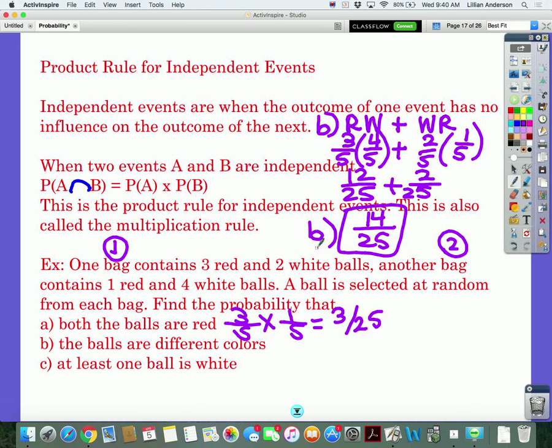So we could get one, but that means we could get a white one from bag one or a white one from bag two. But then that also means we can get two white balls. So don't we already kind of know the probability of getting one white ball already? We just did it in part B. The one thing that we don't know is the probability of getting two white balls, correct? So we can find the probability of two white balls and then add those together. That's one way. It's another way.